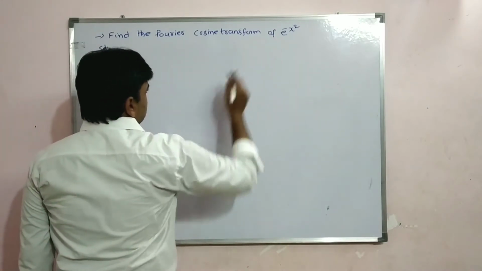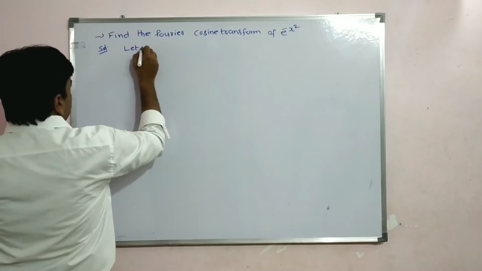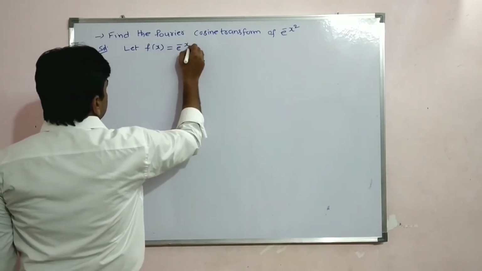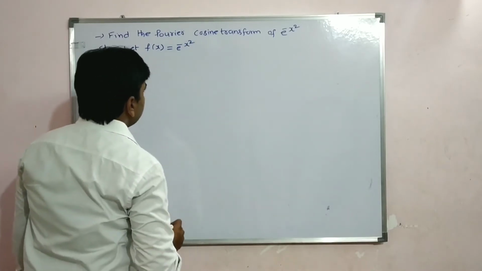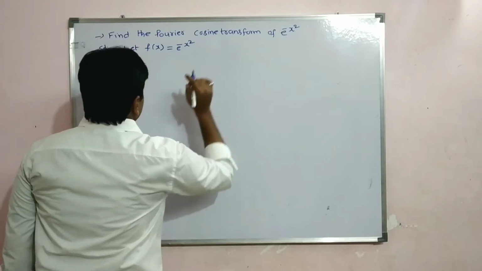What is the function here, students? e power minus x square. So let f of x be equal to e power minus x square. Now, what is the Fourier cosine transform, students?